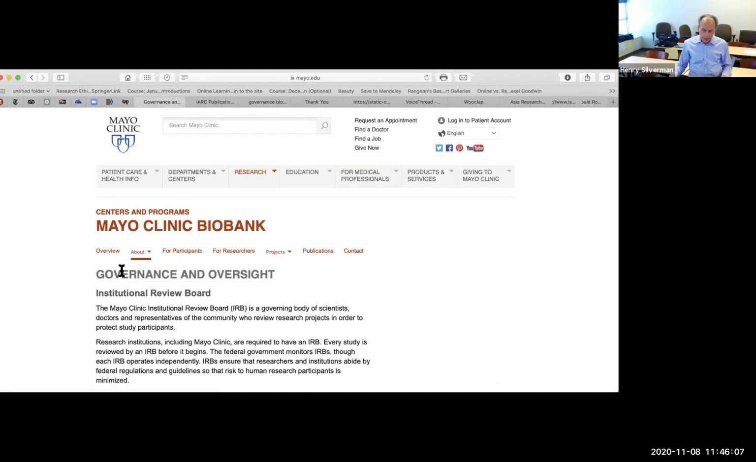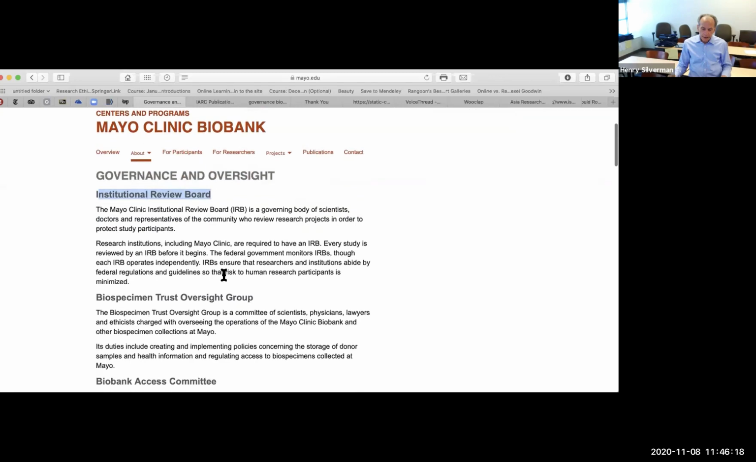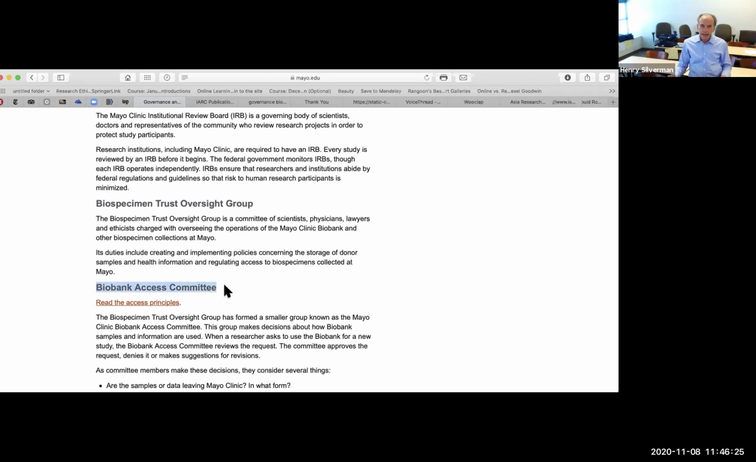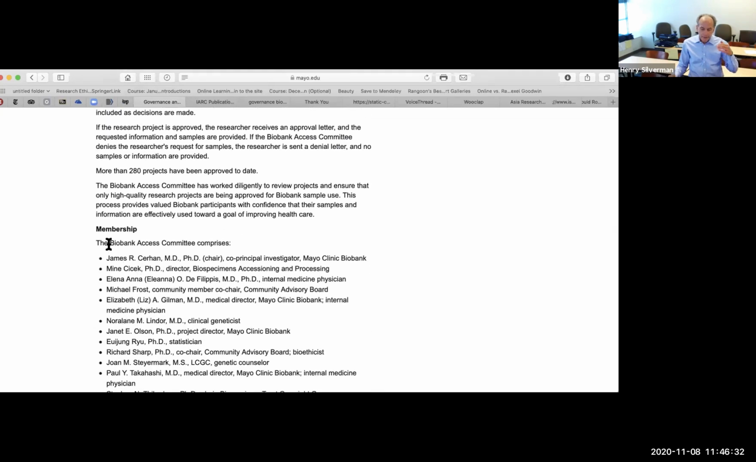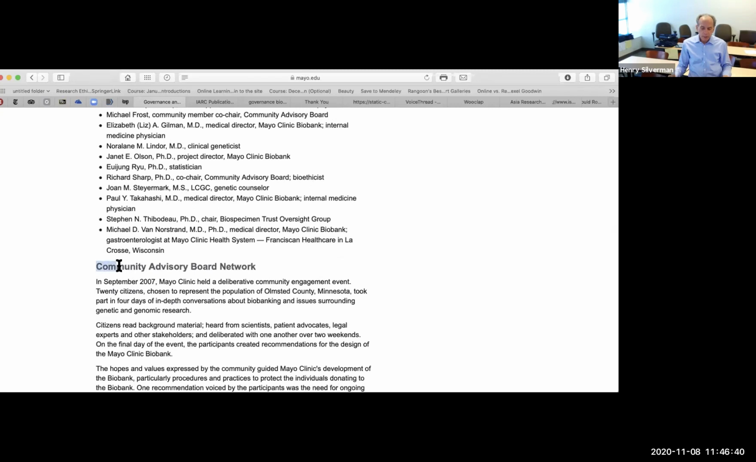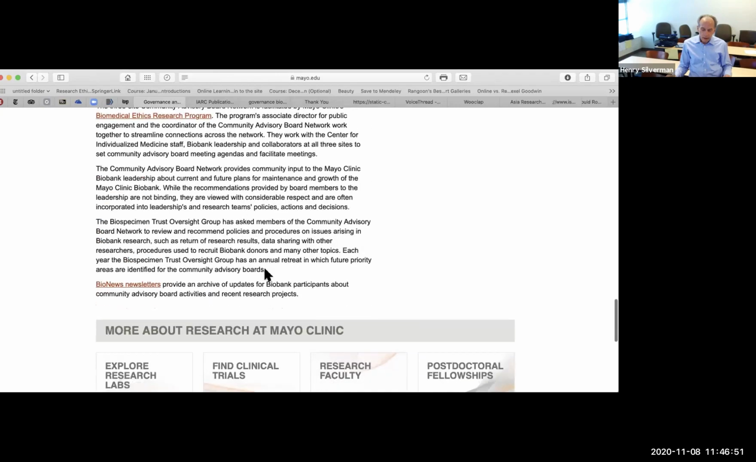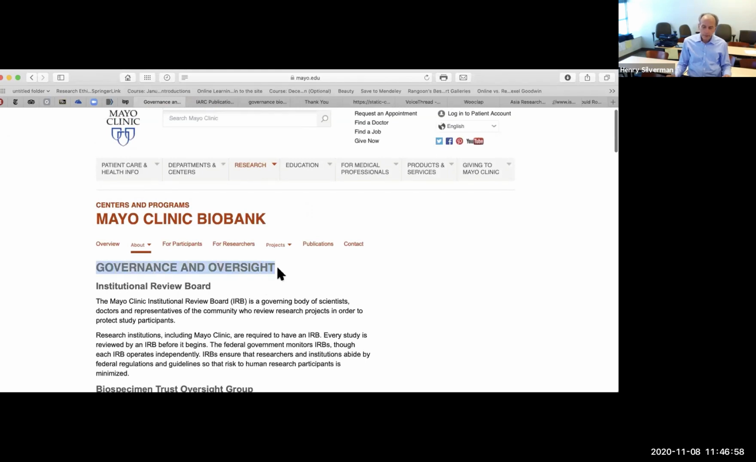So at the Mayo Clinic, they talk about governance and oversight. Number one, they talk about the involvement of the IRB. They have a biospecimen trust oversight group. They have a biobank access committee, so they have a separate committee regulating access issues. And then they have a community advisory board network. So they have active engagement of the community on their website page regarding governance and oversight.